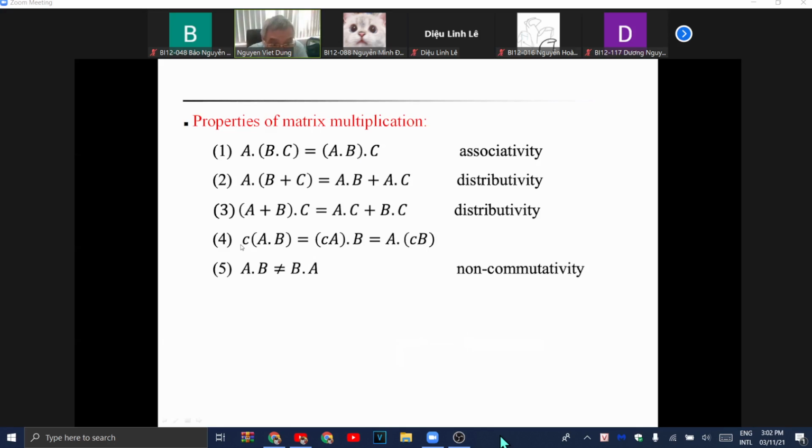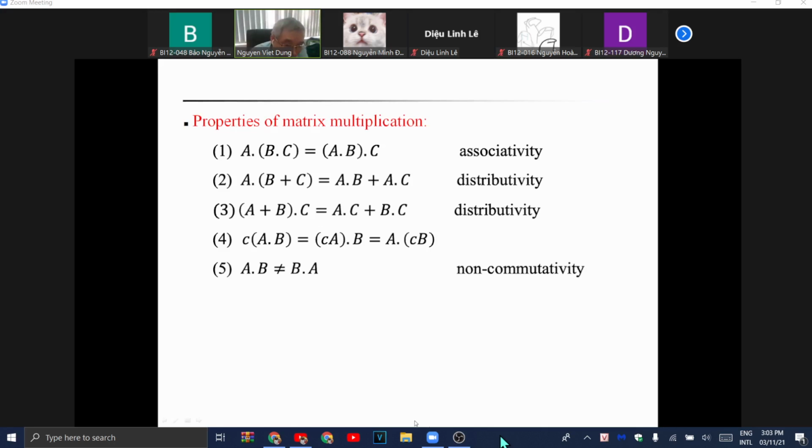The small c here is a number or scalar, but not a matrix. If you put a matrix here, it will be a wrong claim. And the last one is not a property, but a remark. In general, you don't have A multiplied by B equal B multiplied by A. It means matrix multiplication does not have commutativity. You cannot exchange two matrices in a product.